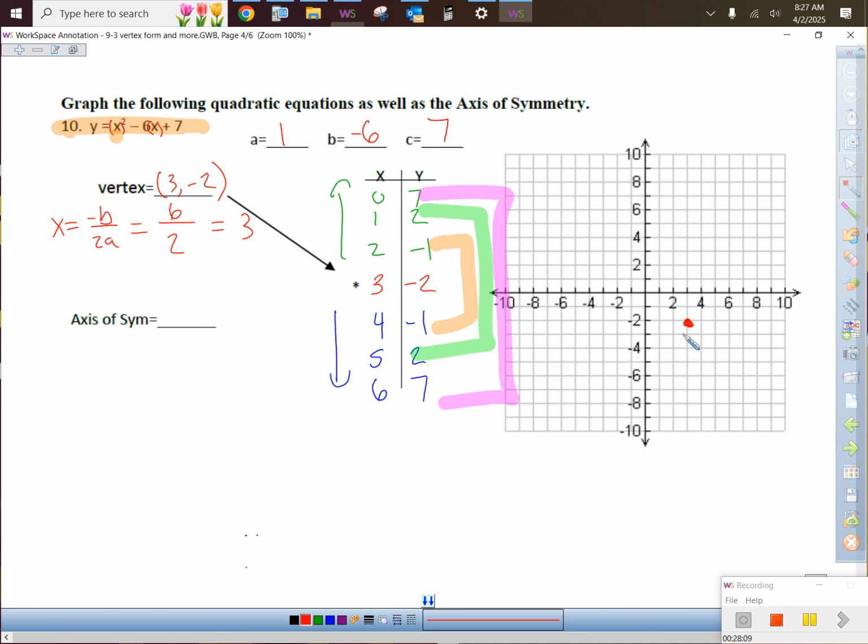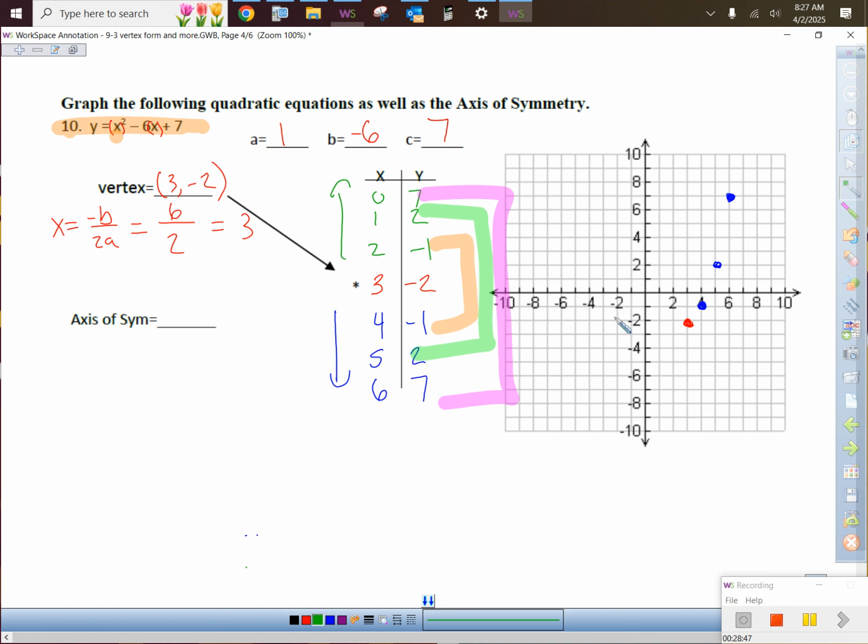So then I'm going to plot all these blue dots, 4, -1. I'm going to keep going. I'm going to go 5, 2. And then I'm going to go 6, 7. It's not like you have to do it in this order. This is just the way I roll with it. I plotted the vertex in red, and then I plotted all those blue dots as well. Cool? And since you've noticed that there is symmetry, you can kind of cheat a little bit if you want to on these green dots.